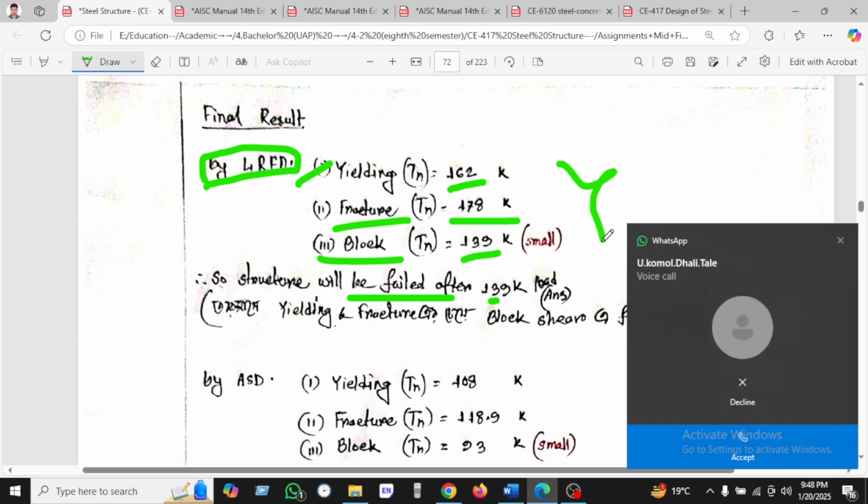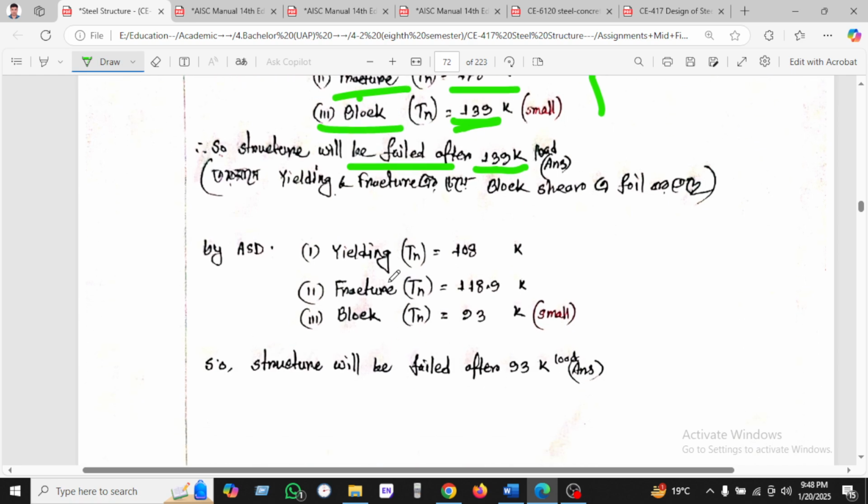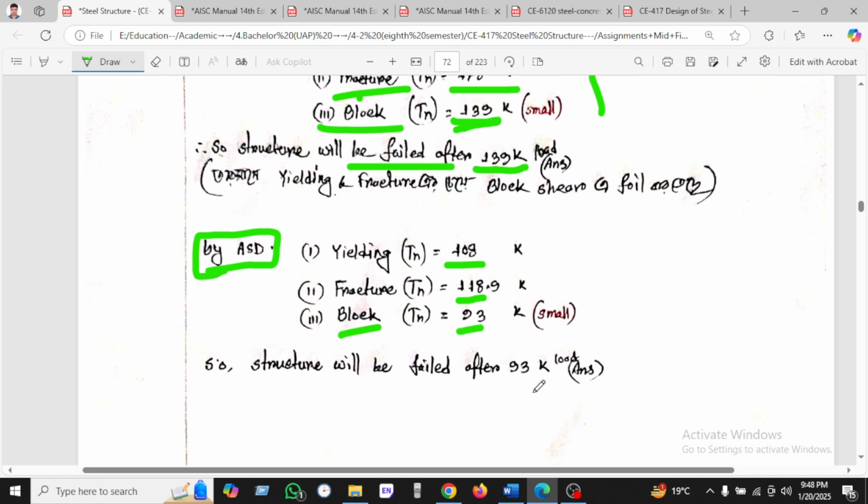So we have seen three types of failure: yielding, fracture, and block shear. When we consider block shear, 139 is the smaller load, so block shear will fail before the fracture and yielding. So we can calculate another by following the ASD method. In the same way, we can see the yielding is found 139, and fracture will occur when the applied load is 118, and block shear will occur when the load applied is 193. So we are considering the structure will fail at 193 load in block shear.